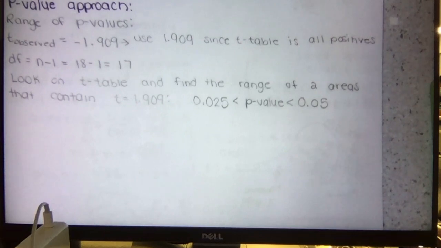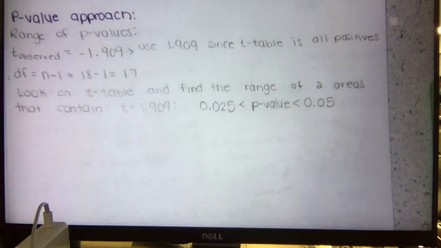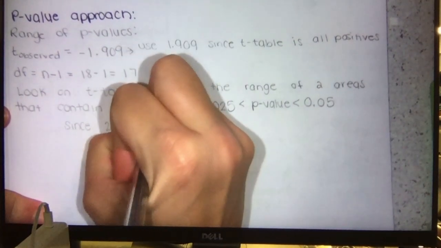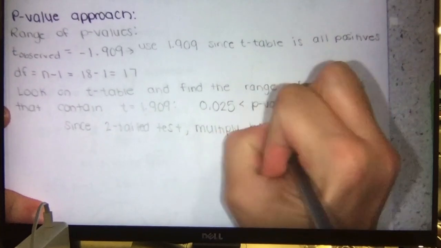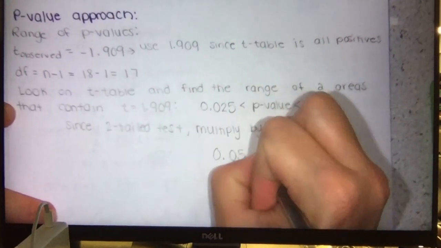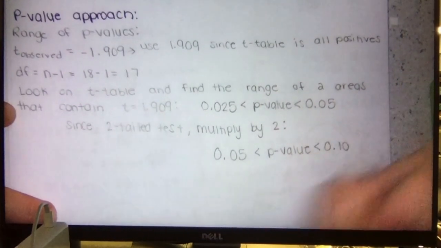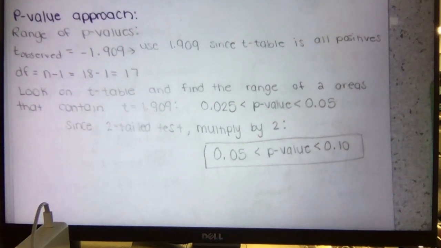But remember, this is the area to the right. If we go back to the problem, it said two-tailed. So that means I have two of these areas, on the left and on the right. So I need to multiply by 2. Since it's a two-tailed test, we're going to multiply by 2. So 0.025 multiplied by 2 is 0.05, and 0.05 multiplied by 2 is 0.10. So this is the range of our p-values. Our p-value lies between those two values. So we found our p-value range.